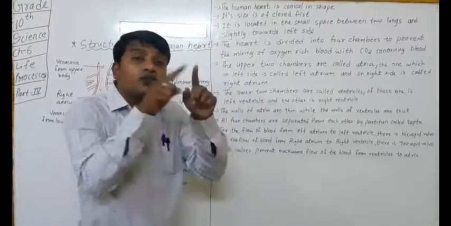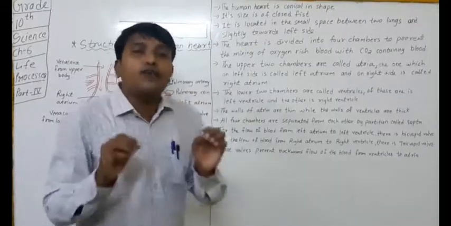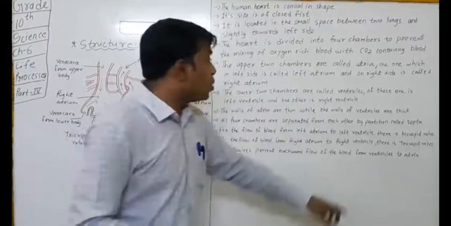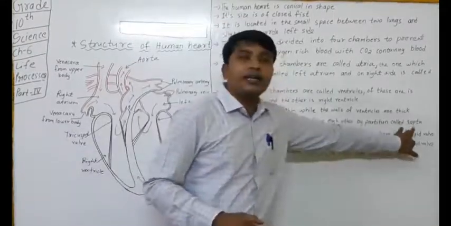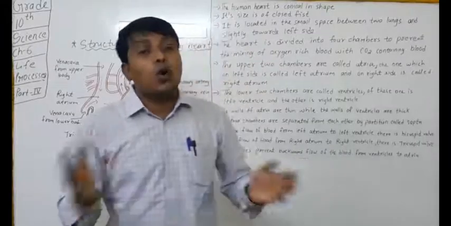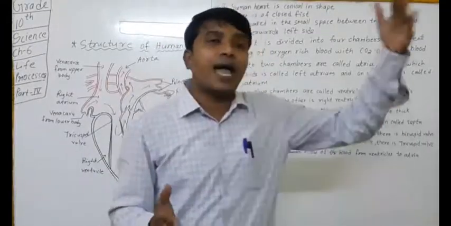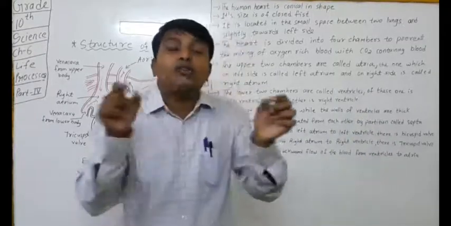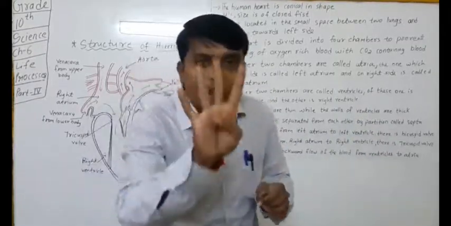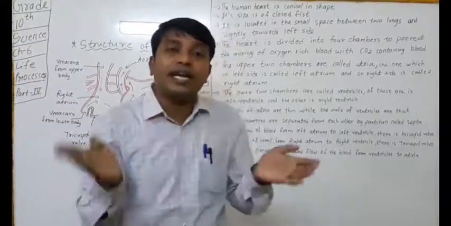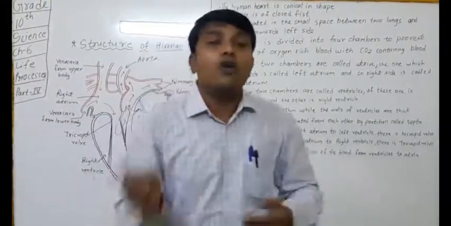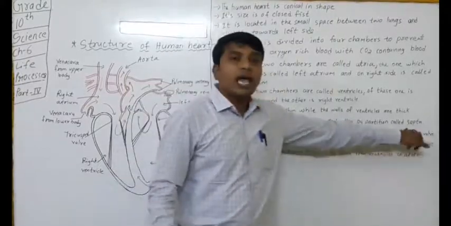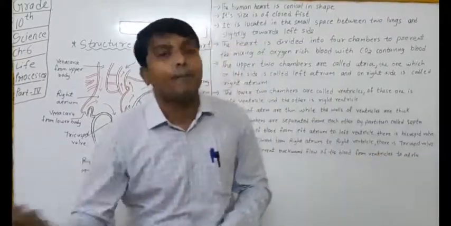All these 4 chambers are divided from one another by a partition known as septa. Just like in our home, each and every room is divided by a wall between the 2 rooms, in the same way all the 4 chambers of our heart are separated from each other by a partition known as septa, and singularly it is known as septum.